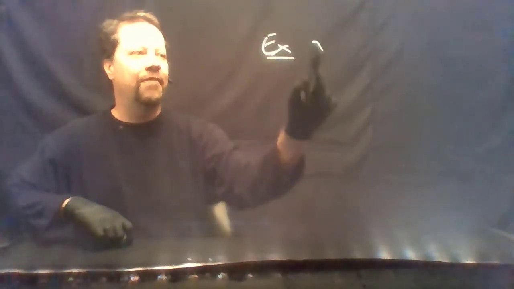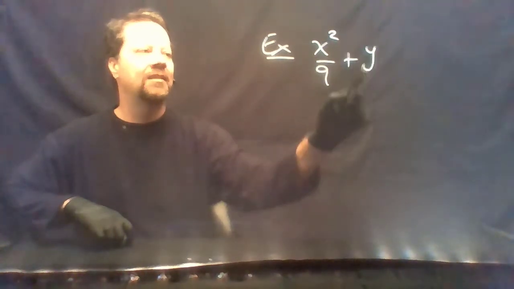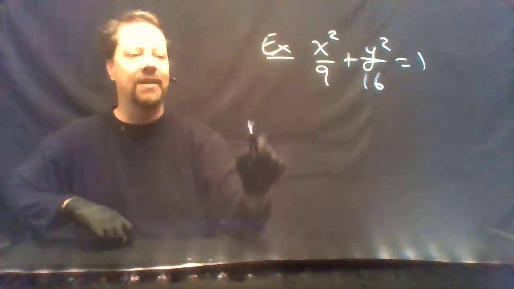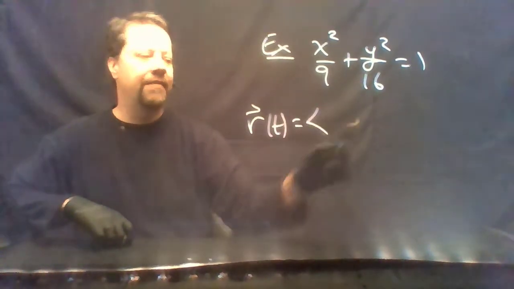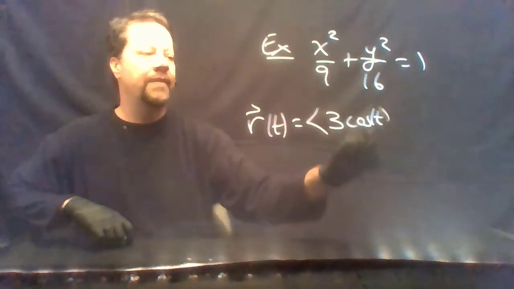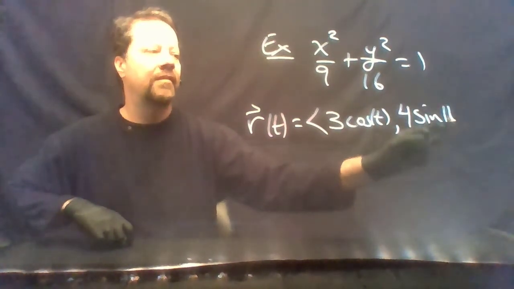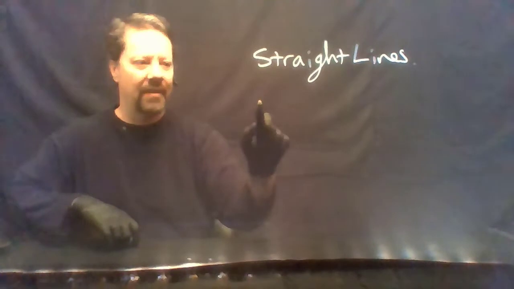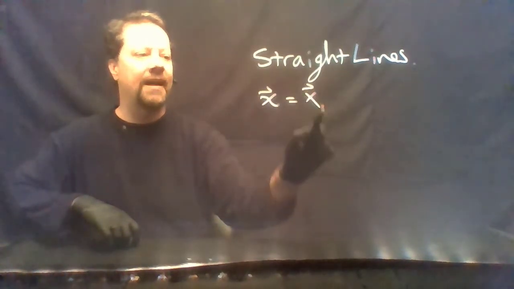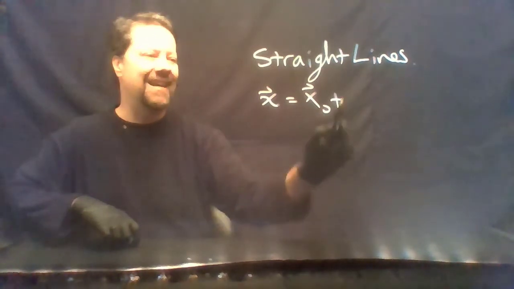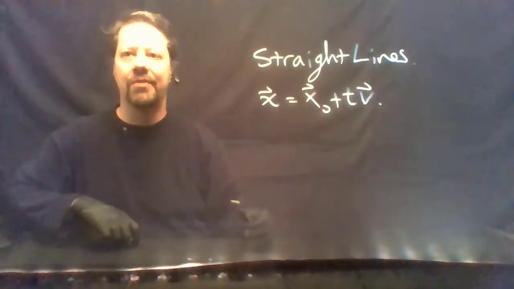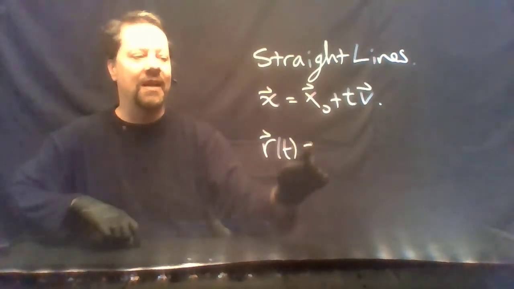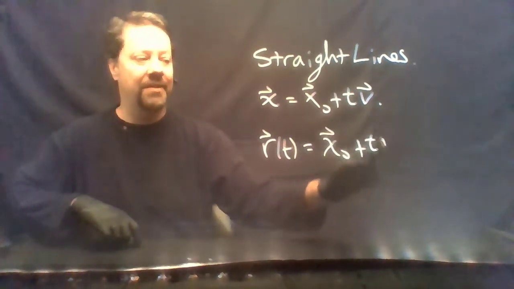If we have x squared over 9 plus y squared over 16 equals 1, we can describe that by the vector-valued function 3 cosine of t, 4 sine of t. For straight lines, before we described those as some vector x naught plus t times a vector v, which goes in the direction of the line. I guess we can describe those now in pretty much the same fashion.